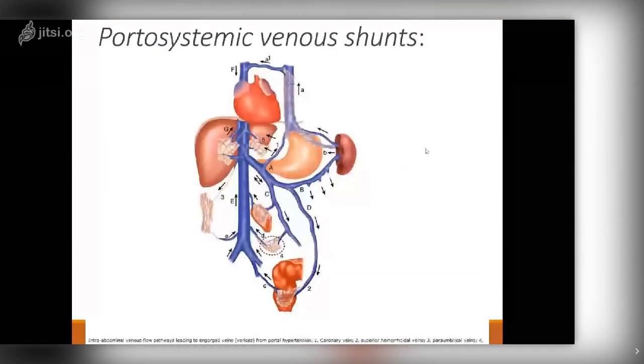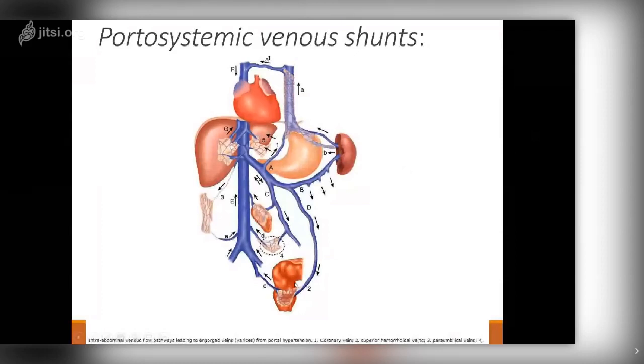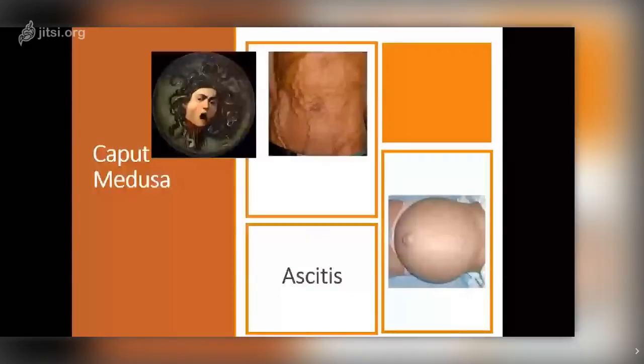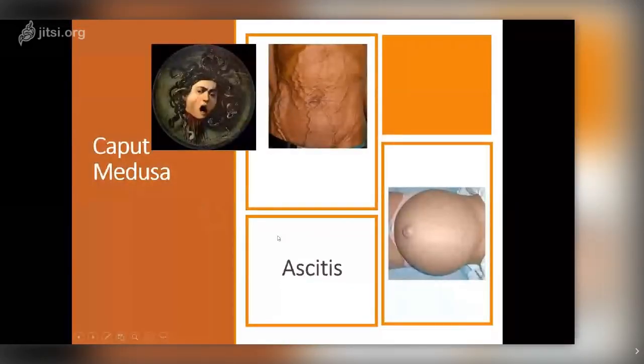So, where we can see these portocaval shunts: around the rectum, around the lower third of esophagus, on the anterior abdominal wall, and retroperitoneal anastomosis. On this photo, you see another important manifestation of portal hypertension: ascites, accumulation of fluid in peritoneal cavity. One of the portosystemic shunts that are visible on anterior abdominal wall got a very picturesque name, caput medusa.